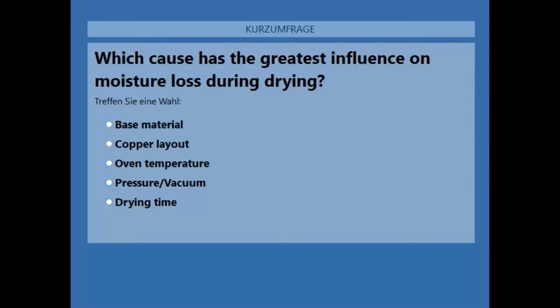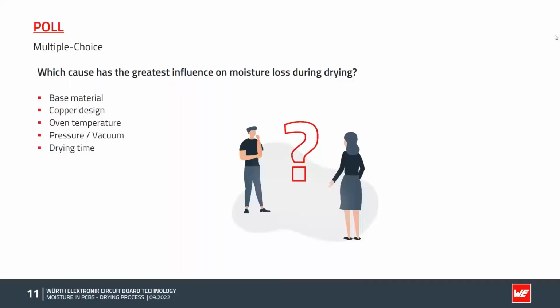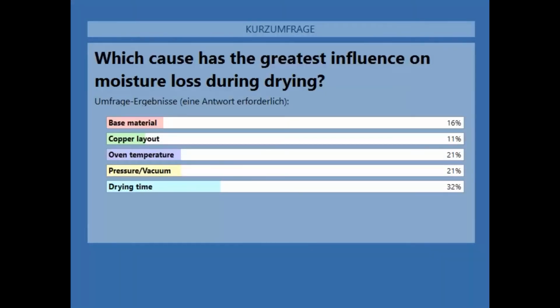Okay, so we are near to 60%, 70%. So wow, now we got the speed. Another few seconds. Okay, more than 80% participation. That's great. So thanks for that. I will now close the poll and show you the results. So the winner of today's poll is drying time, and you're not so wrong. Drying time, of course, is really important. We will see that afterwards. 21% for oven temperature and as well for pressure and vacuum. So that means the drying conditions around the PCB. That's also important.